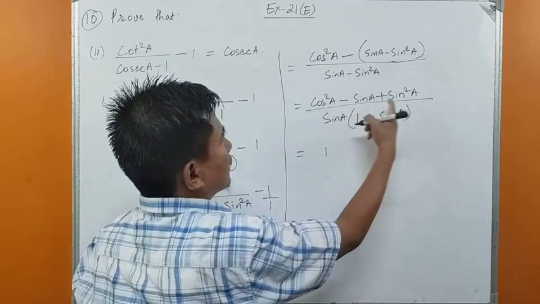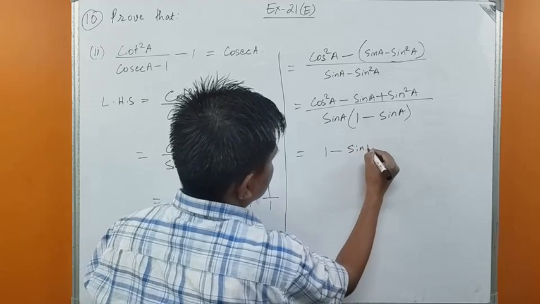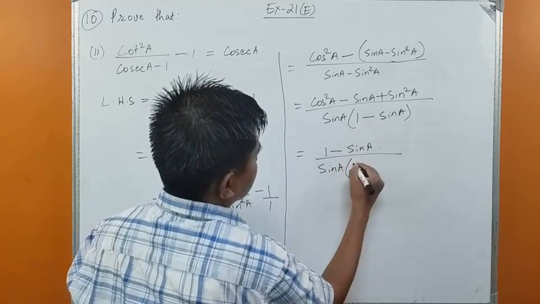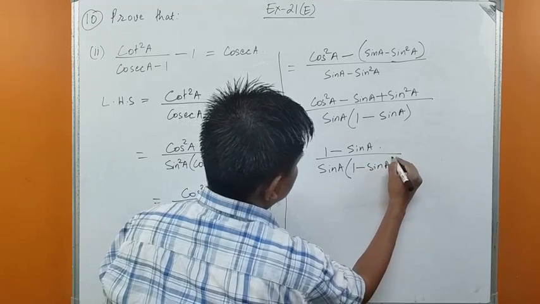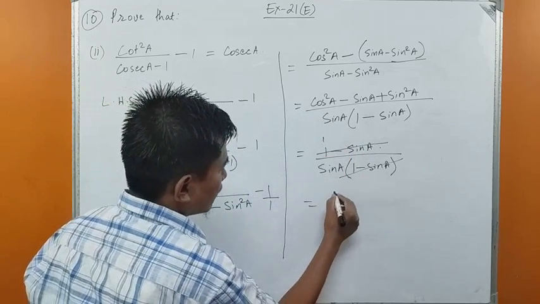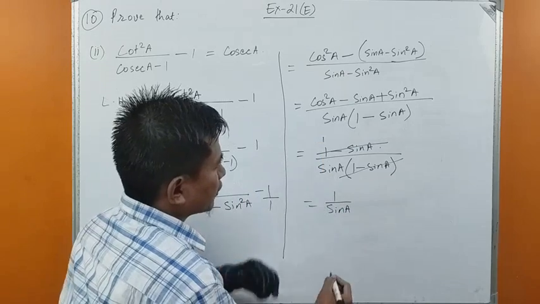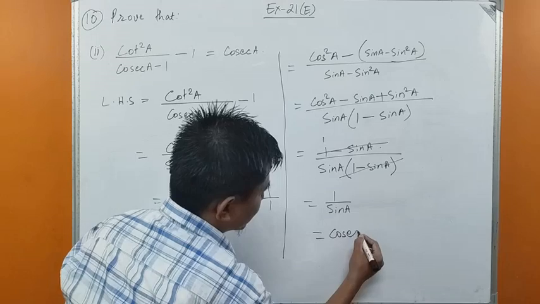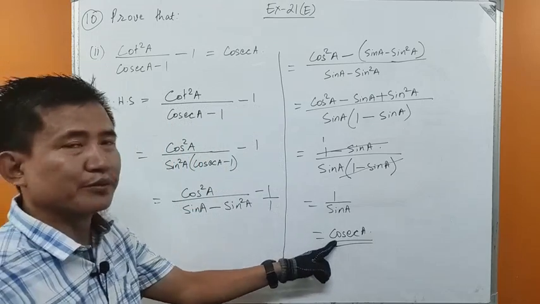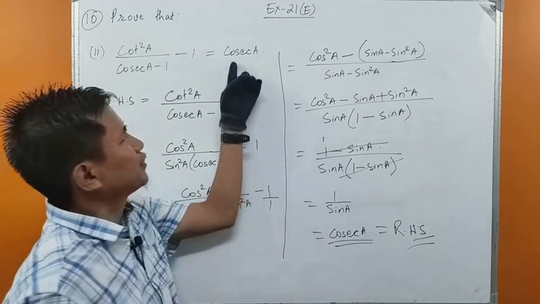So this cos square A plus sin square A can be written as 1 minus sin A whole, upon this sin A comes here into 1 minus sin A. This 1 minus sin A and 1 minus sin A can be cancelled. So we have 1 in the numerator, 1 upon sin A. Now let us take this sin A to the numerator. This becomes cosec A, because sin and cosec are reciprocal of each other. So sin A when taken to the numerator becomes cosec A, isn't it? So this is RHS, right hand side, hence proved, cosec A.